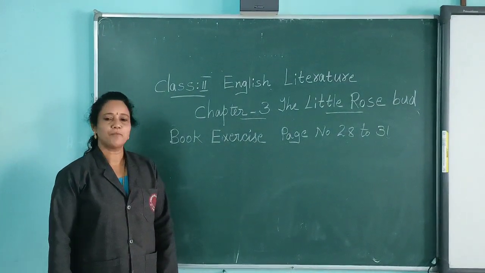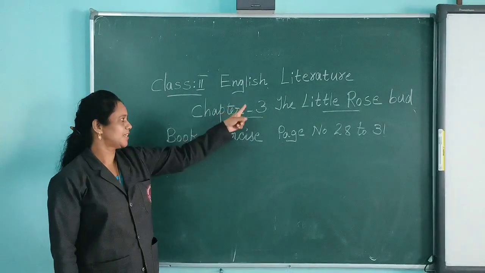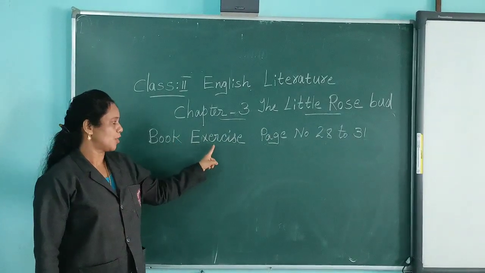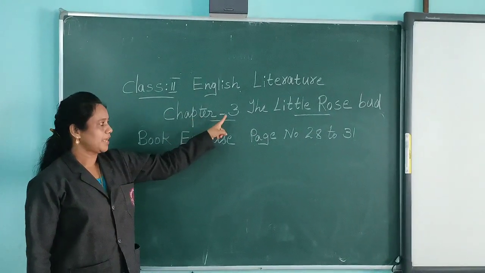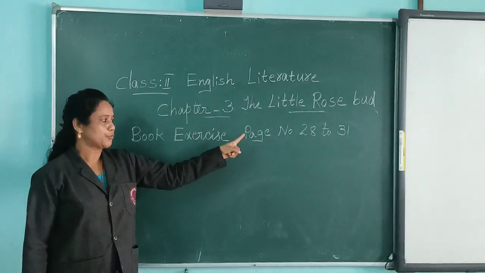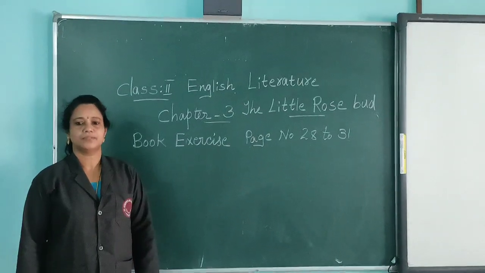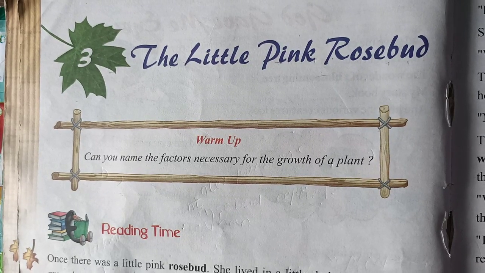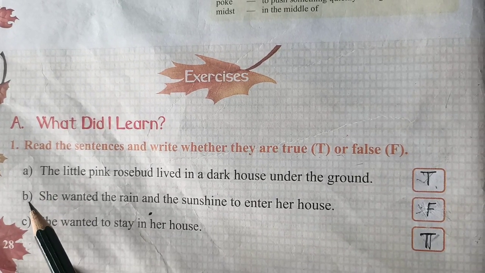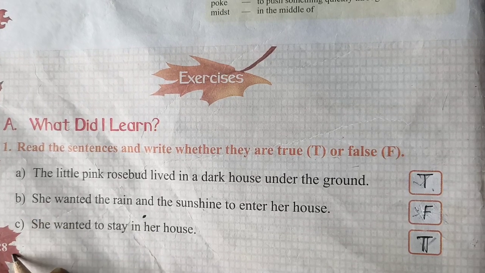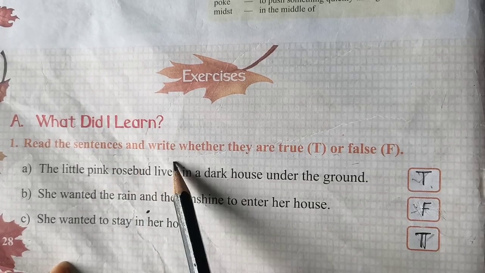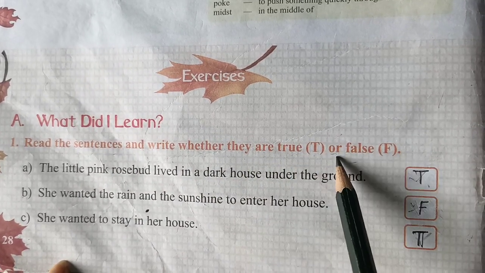Students, now I am going to teach English literature Chapter 3 with the Little Rosebud book exercise, page numbers 28 to 31. Okay, all of you take your English literature book, page number 28. First exercise: read the sentences and write whether they are true or false.